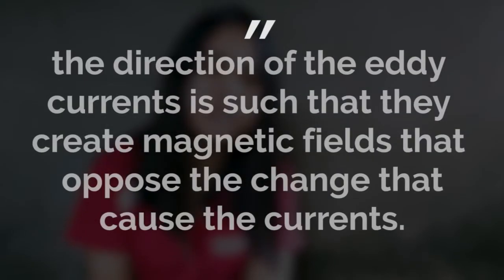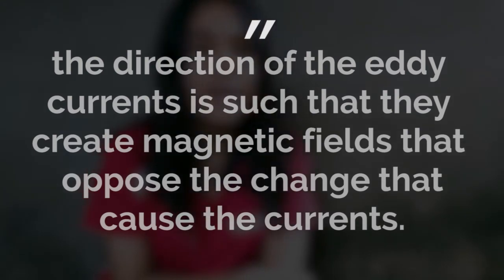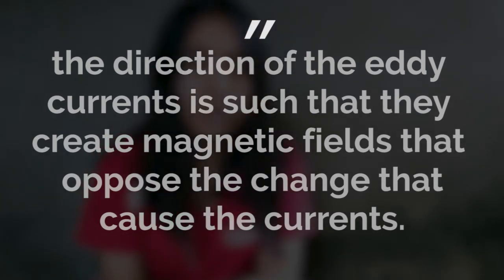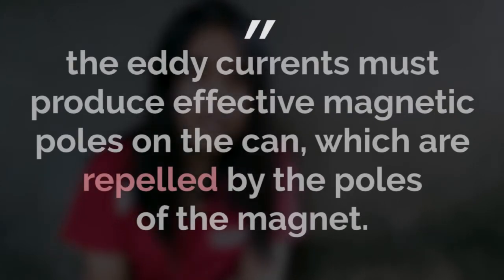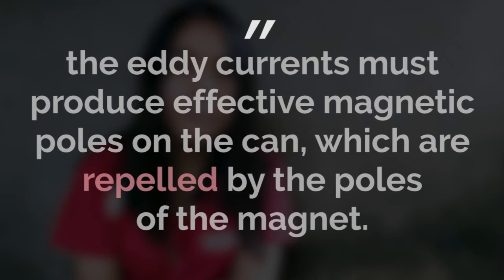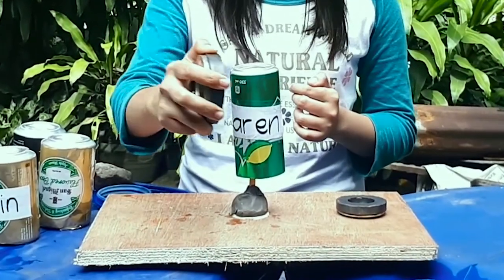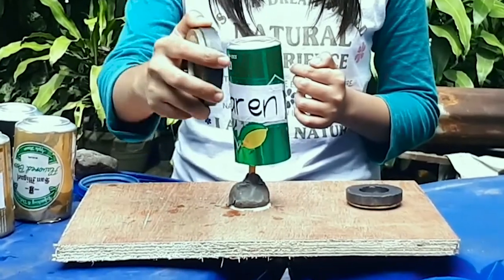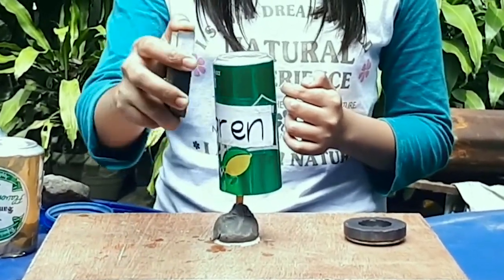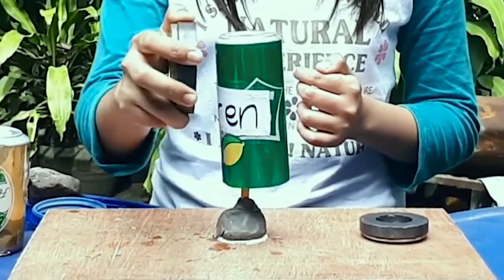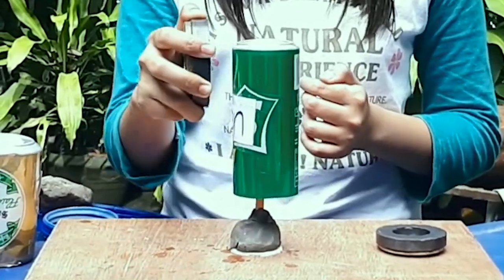According to Lenz's law, the direction of the eddy currents is such that they create a magnetic field that opposes the changes that cause the currents. For this reason, the eddy currents must produce effective magnetic poles on the can, which are repelled by the poles of the magnet. This situation gives rise to a repulsive force that opposes the motion of the can. The interaction between the eddy currents and the field causes the can to spin as demonstrated.